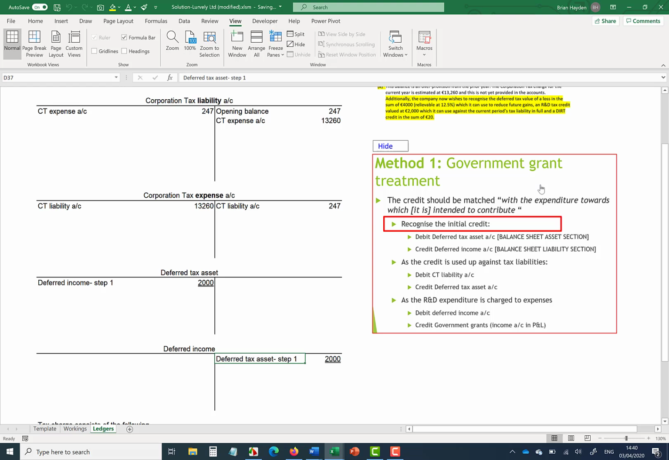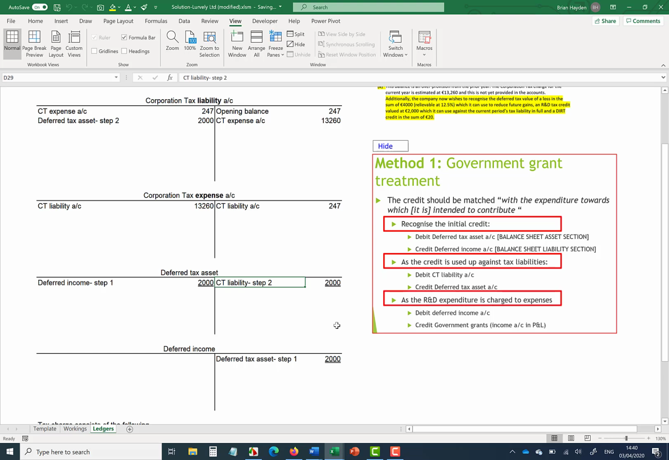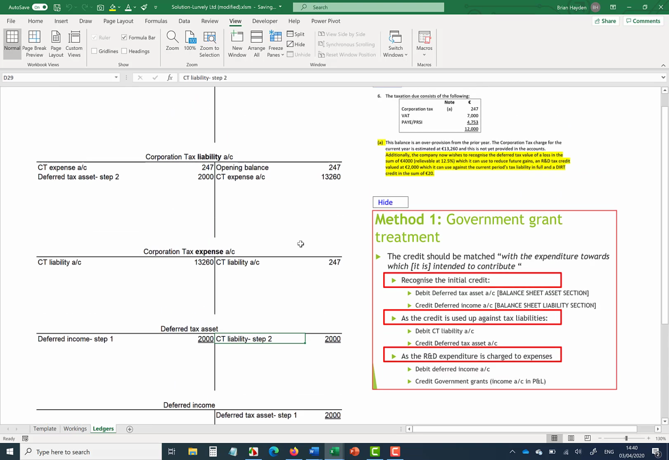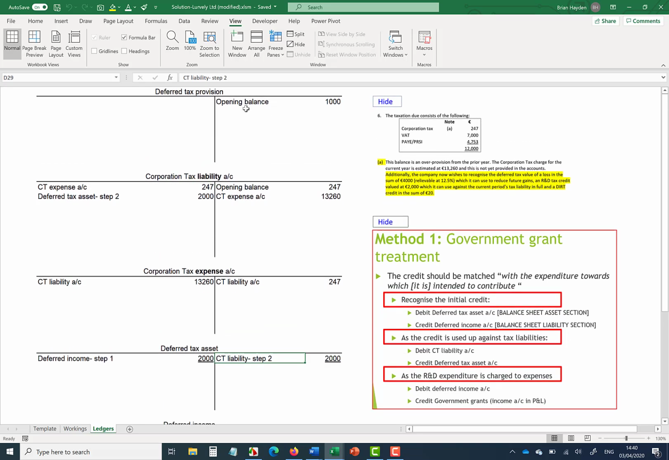Now, as the credit is used up against liabilities, we're going to use this credit in the current period's tax liability in full, so it's going to be used immediately. So we have to debit the CT liability account and credit the deferred tax asset account. Okay, and then in future years, as the R&D expenditure is charged for expenses, debit deferred income and credit government grants. It won't become an issue for us at this moment in time, so that won't affect the deferred income. That'll be a later year item. Okay, so getting back then to other issues, there was an issue in relation to deferred tax in the question, and I'll just show that on the screen.